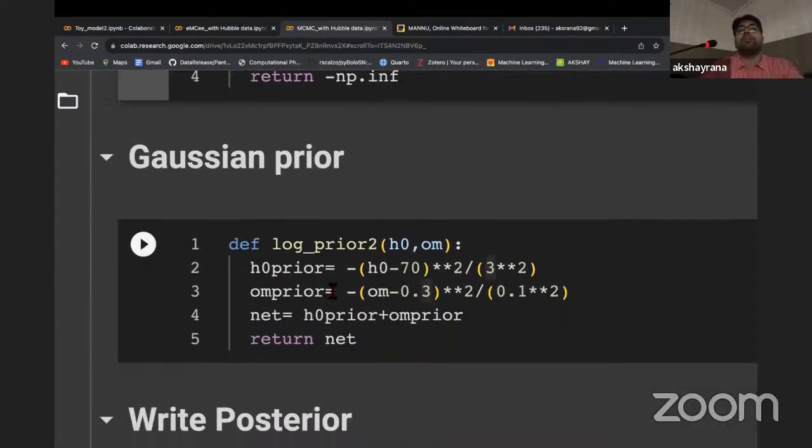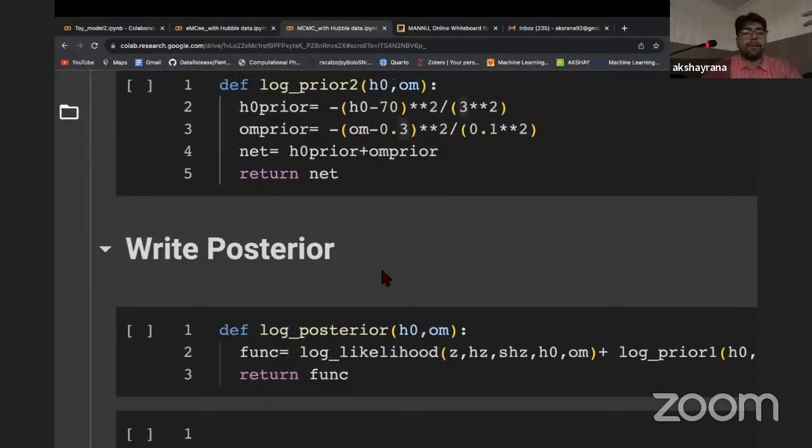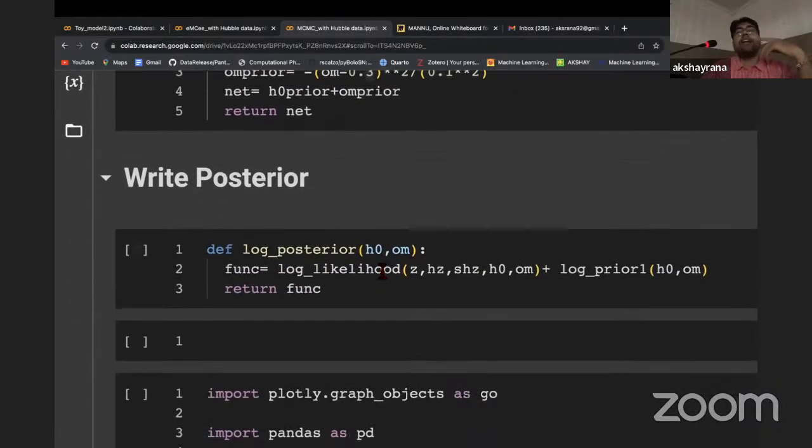Gaussian one, I am giving the name log prior 2. Okay, so let's see what we'll be using over here. What I will do next, I want to write down my posterior. The log of posterior is going to be log of likelihood plus log of prior.